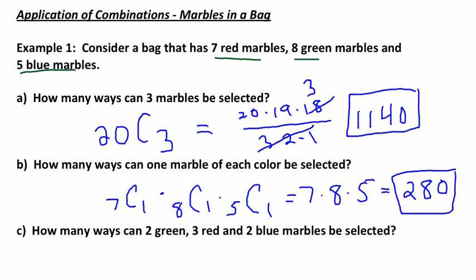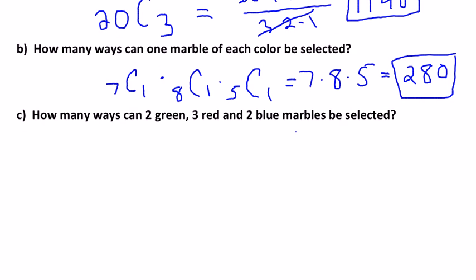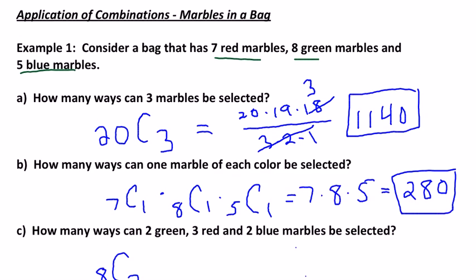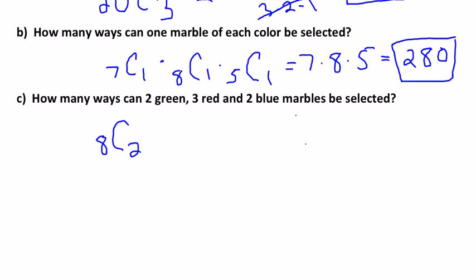Now C gets a little bit more complicated because now we're selecting 2 of the green and 3 of the red and 2 of the blue marbles. So we're going to start with 2 green: 8 choose 2, so of the 8 green marbles, we want to choose 2 of them, and then we want 3 red, and so of the 7 red marbles, we want to choose 3 of them, and then of the 5 blue marbles, we want to select 2 of those. And we multiply this together.